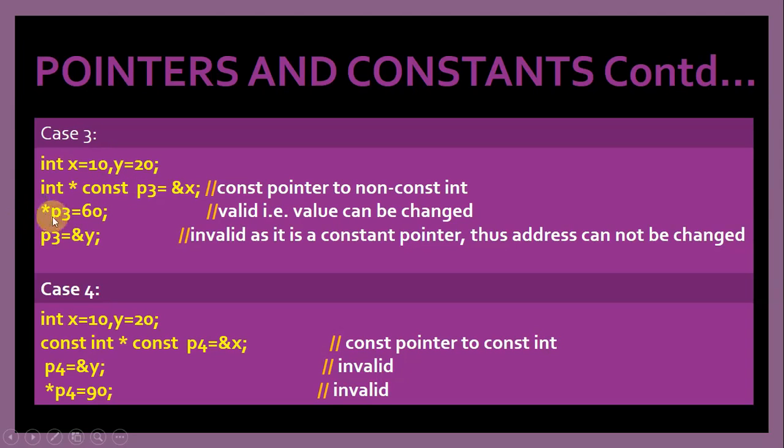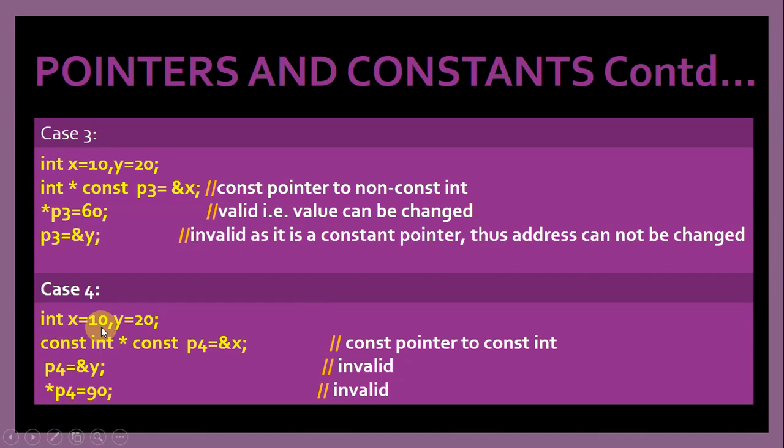So if I say *p3 = 60, this statement is valid because I am changing the value. So the value of x will also become 60. And if I want to say p3 = &y, this is invalid because p3 is a constant pointer and the address stored in p3 cannot be changed. So this is invalid.